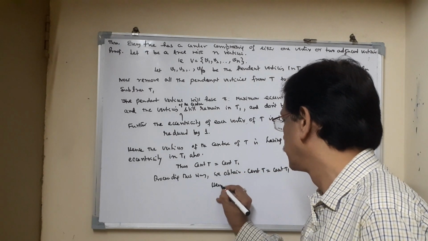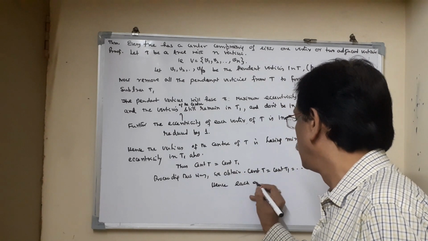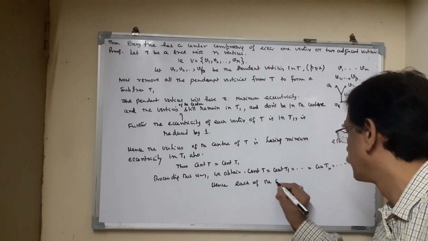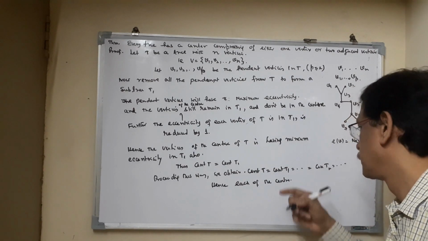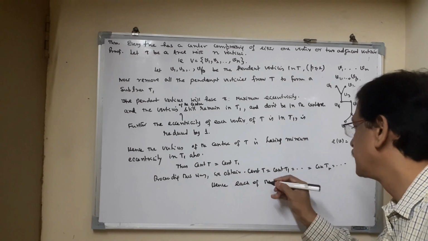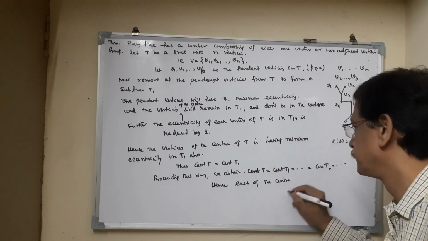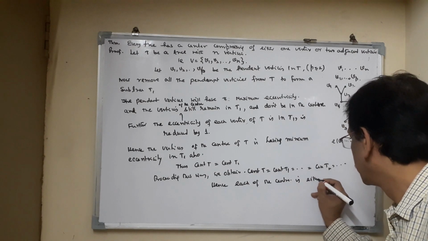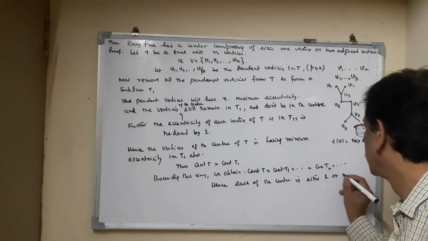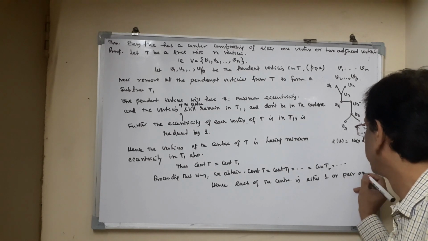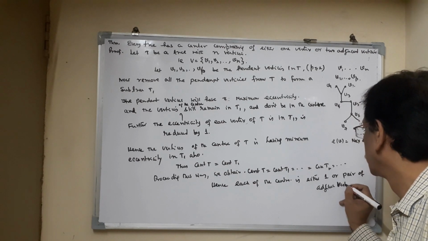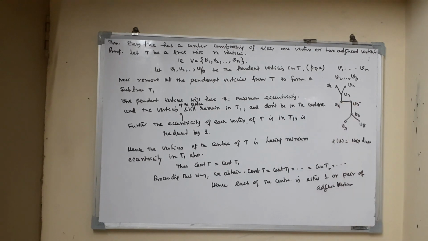Hence each of the center, that means vertex of the center, hence each of the center is either one vertex or a pair of adjacent vertices. Let us see in this example.